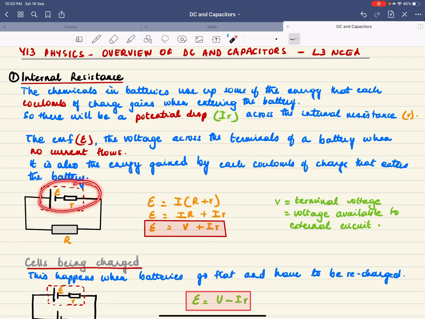So this is a symbol for a battery with its internal resistance. That's your EMF, that's the internal resistance. This is the outside load. The formula used for a battery that's discharging or supplying energy is that the total voltage is the sum of the voltage across the outside load plus the potential drop across the internal resistance. This V is called the terminal voltage, the voltage available to the external circuit, and your terminal voltage V is equal to I times R.